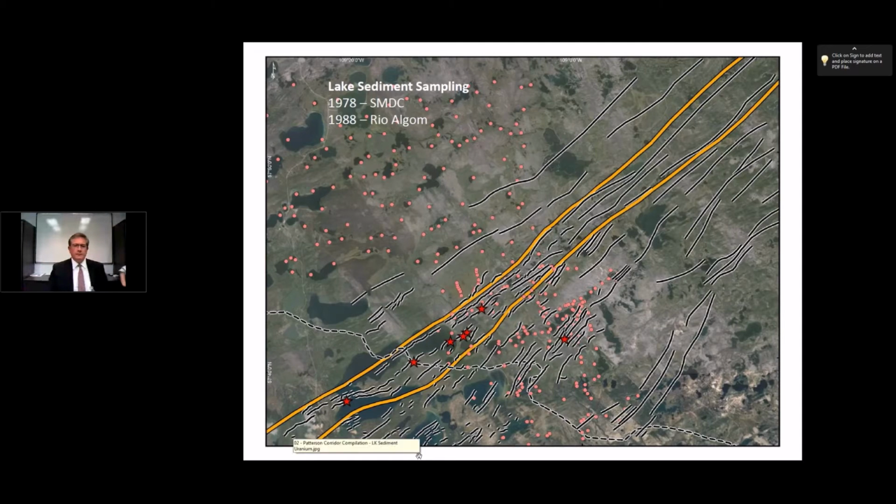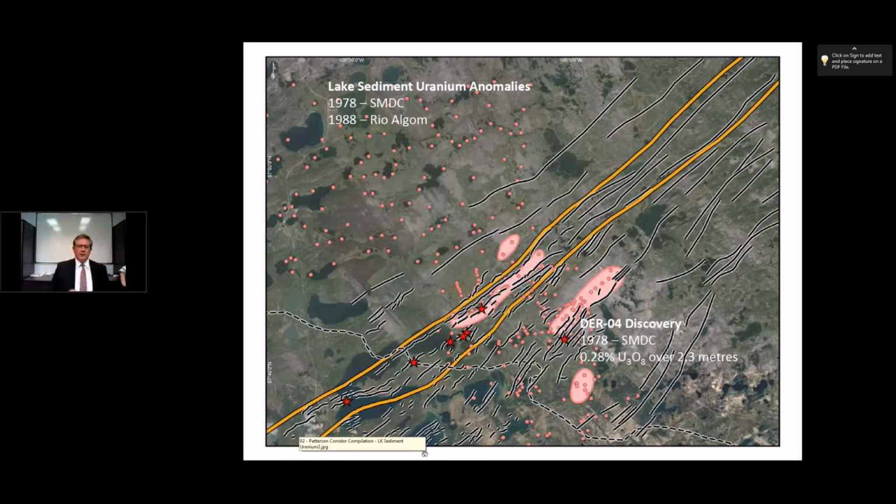And from that, they were able to identify those uranium anomalies across the basin, or across this region, that you see here in pink. And of course, now today we can look at these and see how they line up with what we know. But it was from these anomalies that SMDC was starting to set up drill targets. It was back in 1978 when SMDC drilled DER-04 on the Dirksen corridor. You see it there on the right, and they hit 0.28% uranium over 2.3 meters.